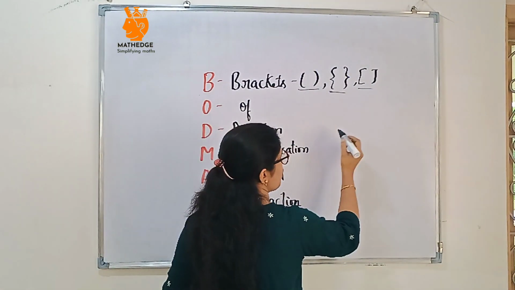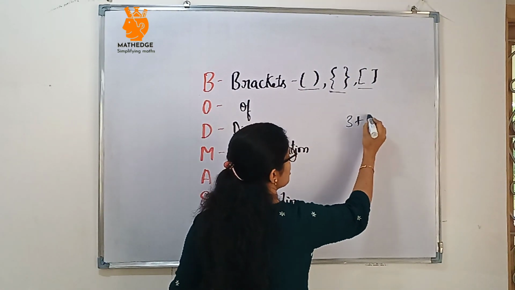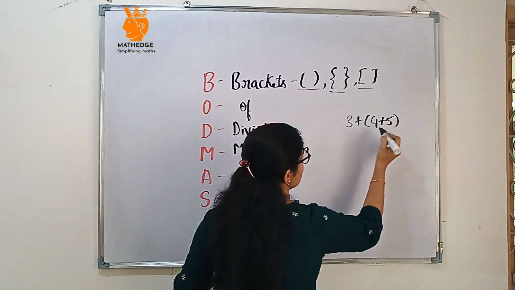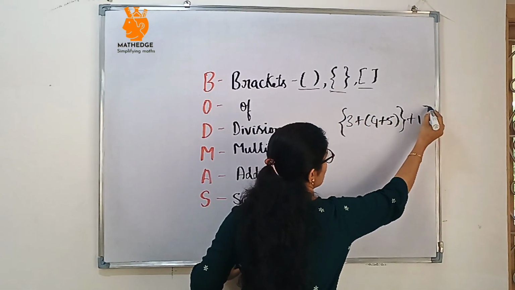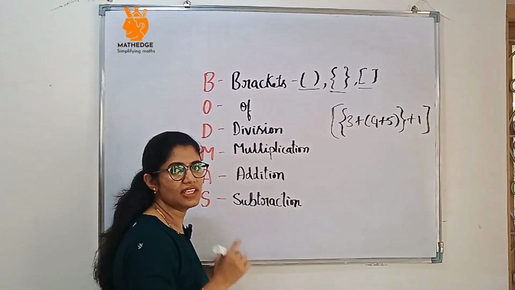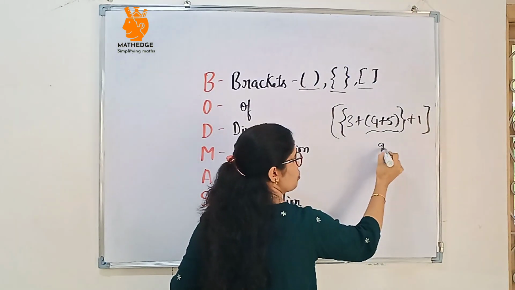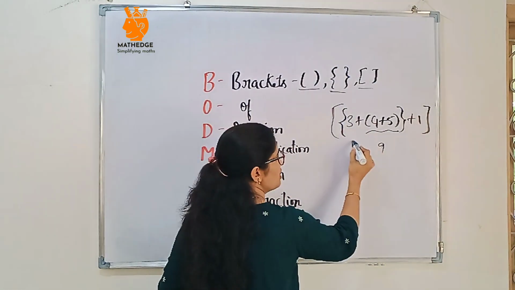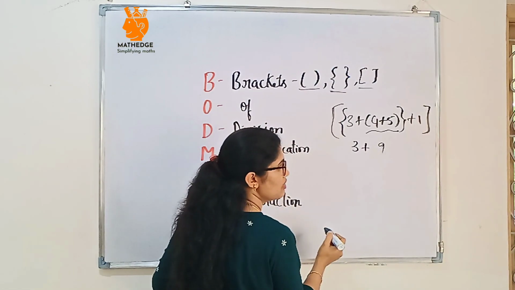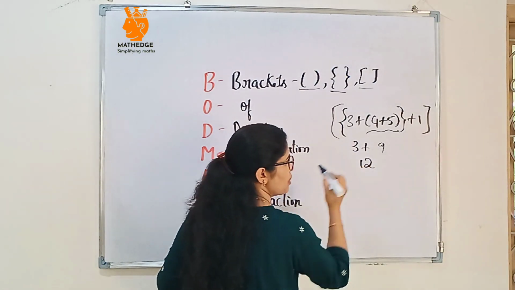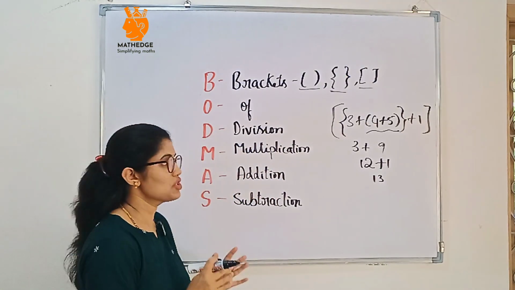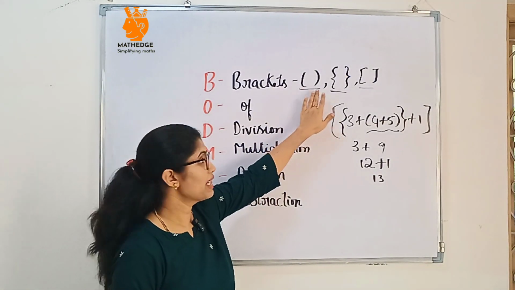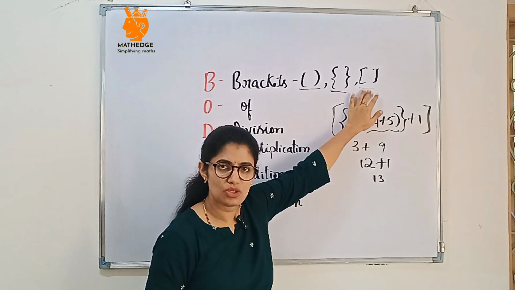Let's say you have a problem like 3 plus (4 plus 5), then plus 1. First you should solve this bracket: 4 plus 5 is 9. Then add it with this: 3 plus 9 will be 12. Then add this: 12 plus 1 is 13. It means first you should go with the order of open close bracket, curly bracket, then square bracket.